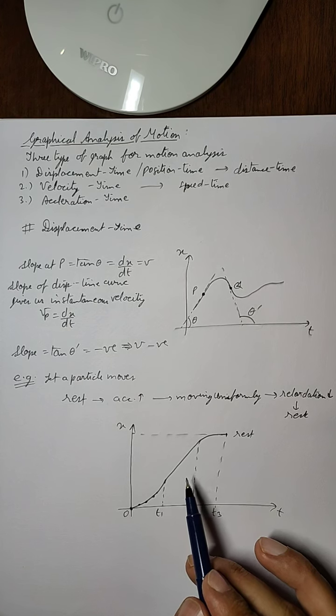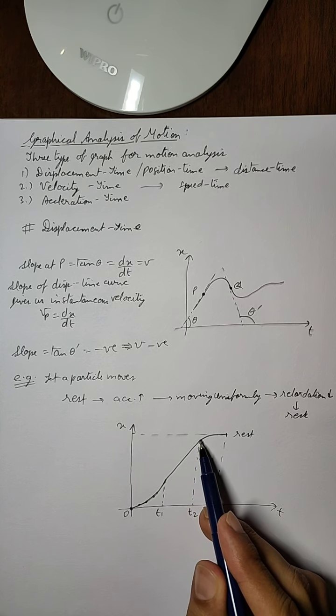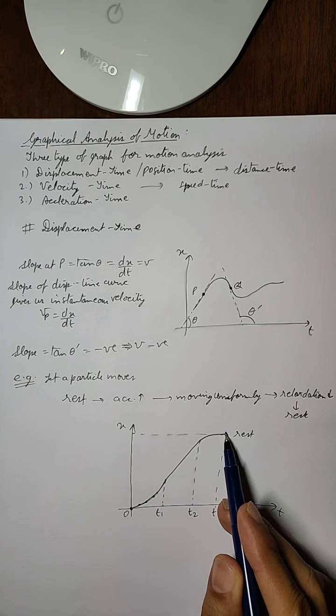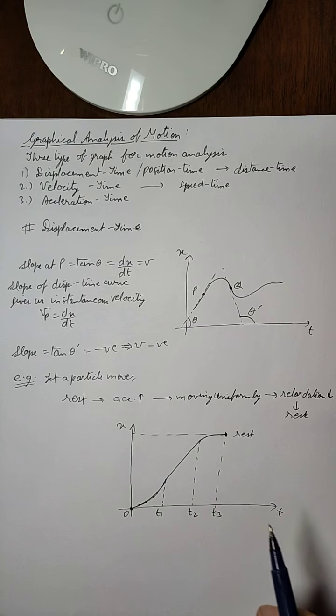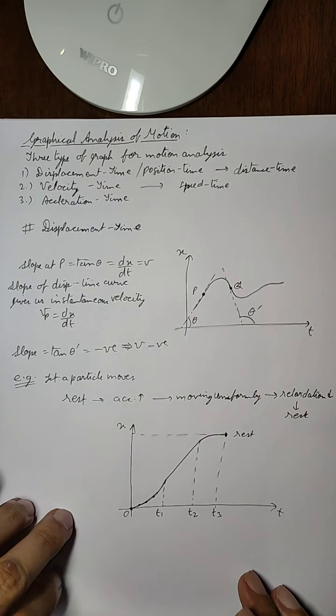So this is how we analyze a graph. First there is acceleration, then there is uniform motion, then there is deceleration, and finally the body comes to rest. So this is how we are going to discuss. Now let us take another example. Let us do it on the next page.